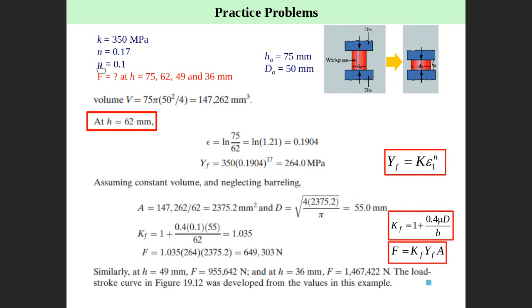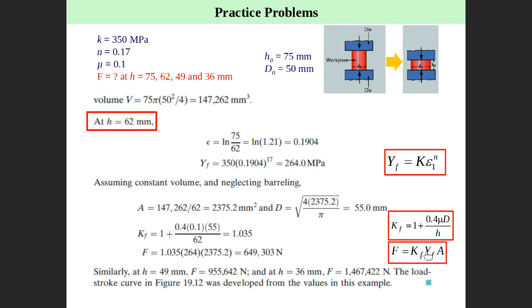Then put the force equation. Force equation equal to what? Force equals KF multiplied by Y flow multiplied by the area. One by one, start one by one. KF equal to what? KF equal to 1 plus 0.4 mu D divided by H. I know mu, which is given, 0.1, and H I know, which is 62, but D I don't know. I don't know what is the diameter.